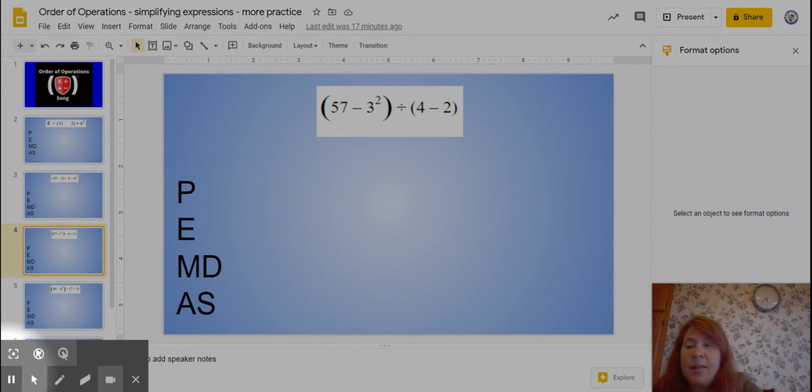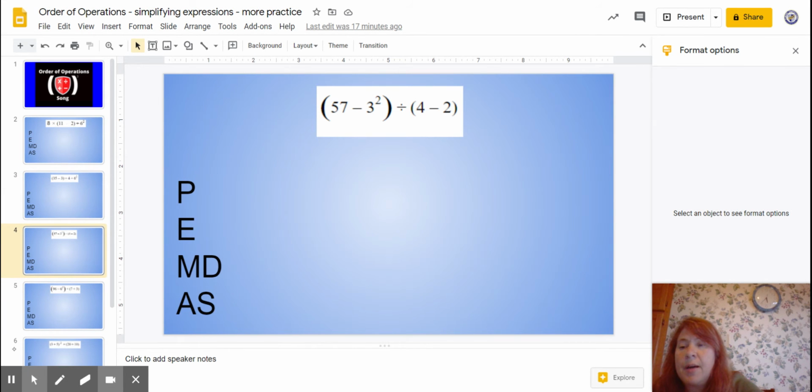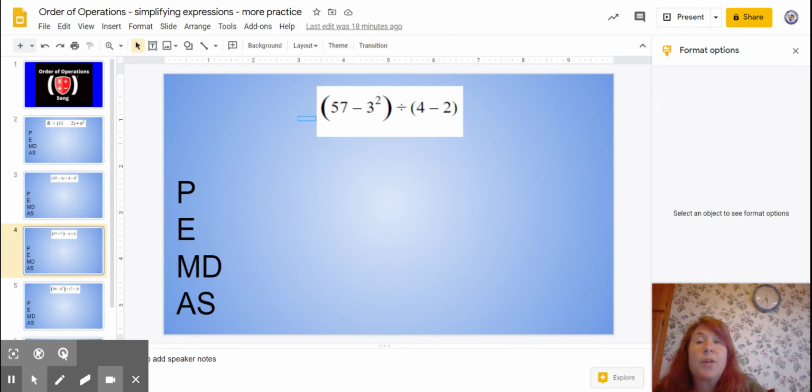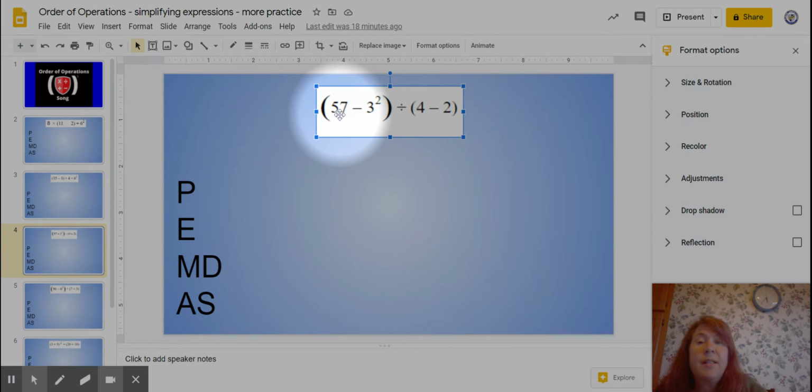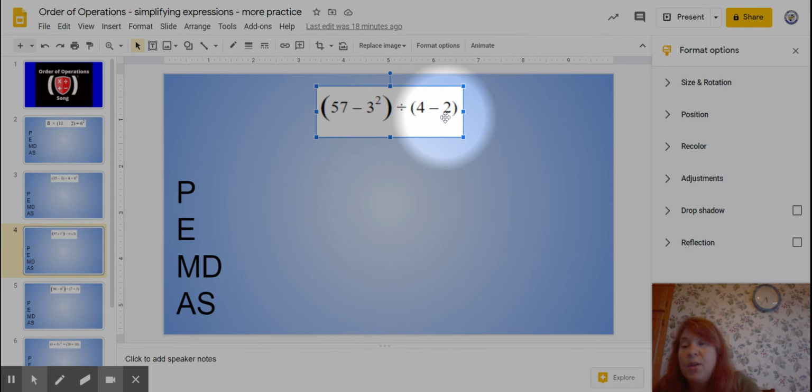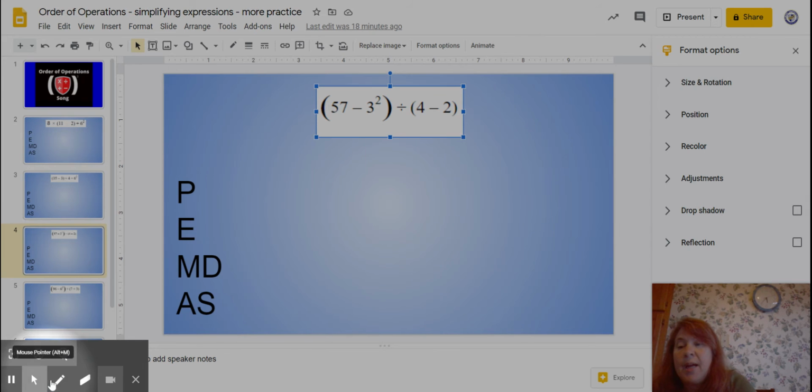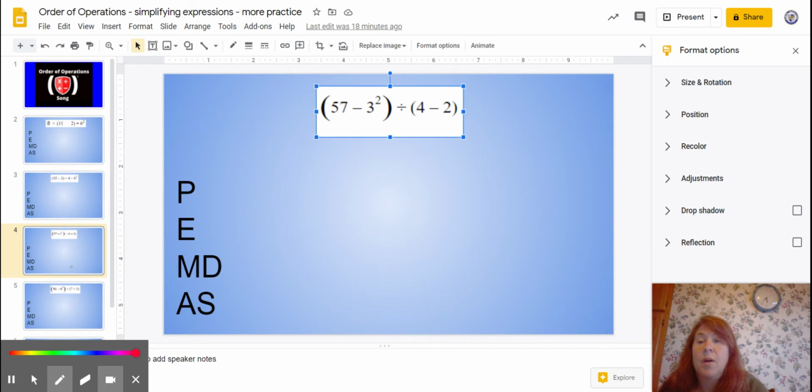All right, so here's another problem that was on our worksheet from yesterday. Let me get my mouse pointer here. We had 57 minus 3 squared, that's all in parentheses, divided by 4 minus 2 in parentheses. So remember, when we're looking at PEMDAS, the P stands for parentheses. So we need to solve everything that's in parentheses first.